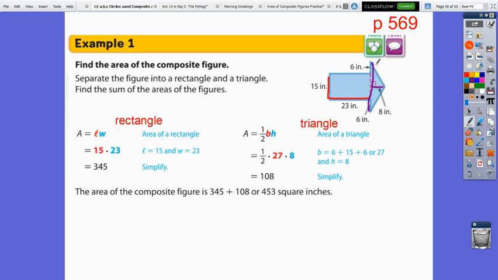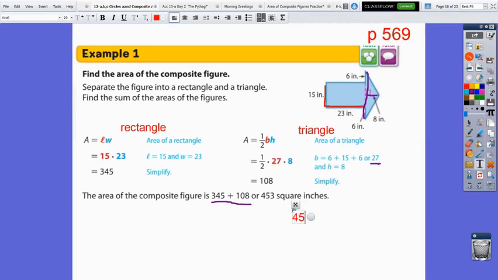So this 8 inches is the height. And this distance all the way across here, you have to kind of figure out, right? It's 6 plus 6, these two end pieces, plus the 15 here. So that's where this 27 comes from, right? 6 plus 15 plus 6 is 27. So 1/2 times 27 times 8 is 108. The composite shape is all of these two pieces, the rectangle and the triangle, added together. So you add the two areas together, and your answer is 453 square inches, which normally we would write like this with an abbreviation, inches squared. Area is always in square units.